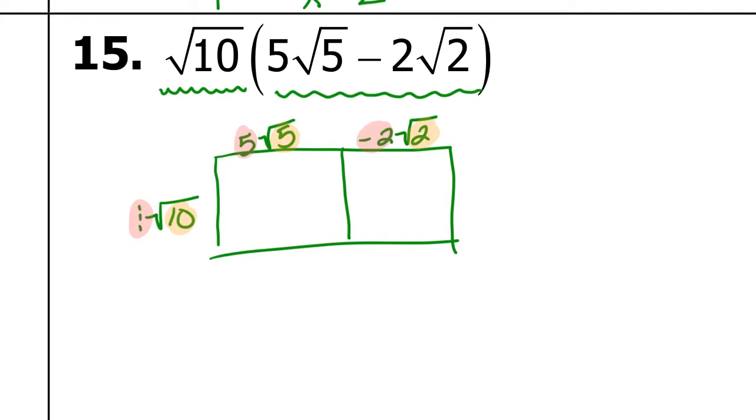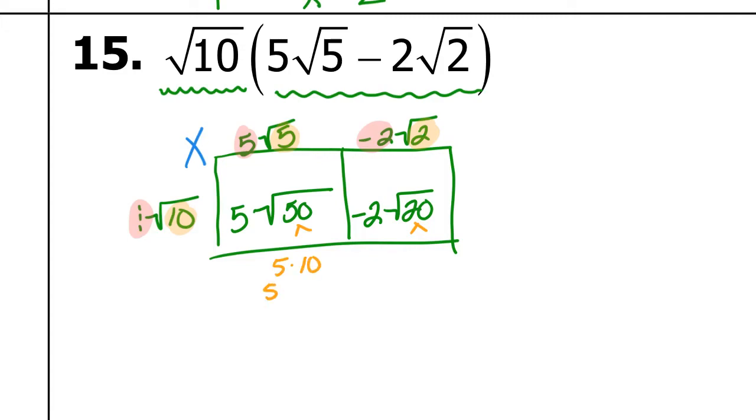So if I begin to fill in this box using multiplication, 1 times 5 is 5, and the square root of 10 times the square root of 5 is the square root of 50. 1 times negative 2 is negative 2, and 10 times 2 is 20. So from here, I begin to break down my radicands in order to simplify my product. So 50 can be broken down into 5 times 10, and 10 can be broken down into 5 times 2.